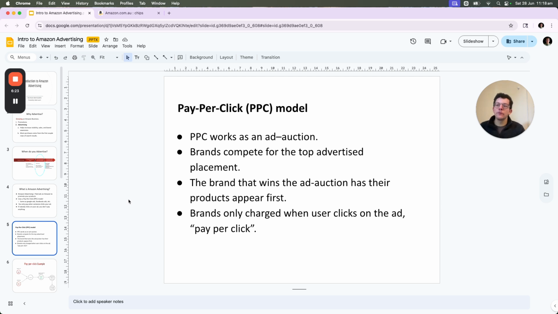So, for example, if a brand bids the highest amount, they win the ad auction and their products appear first. But if a customer clicks on some other product, the brand that won the ad auction doesn't pay anything. They only pay something when a user clicks on their ad.